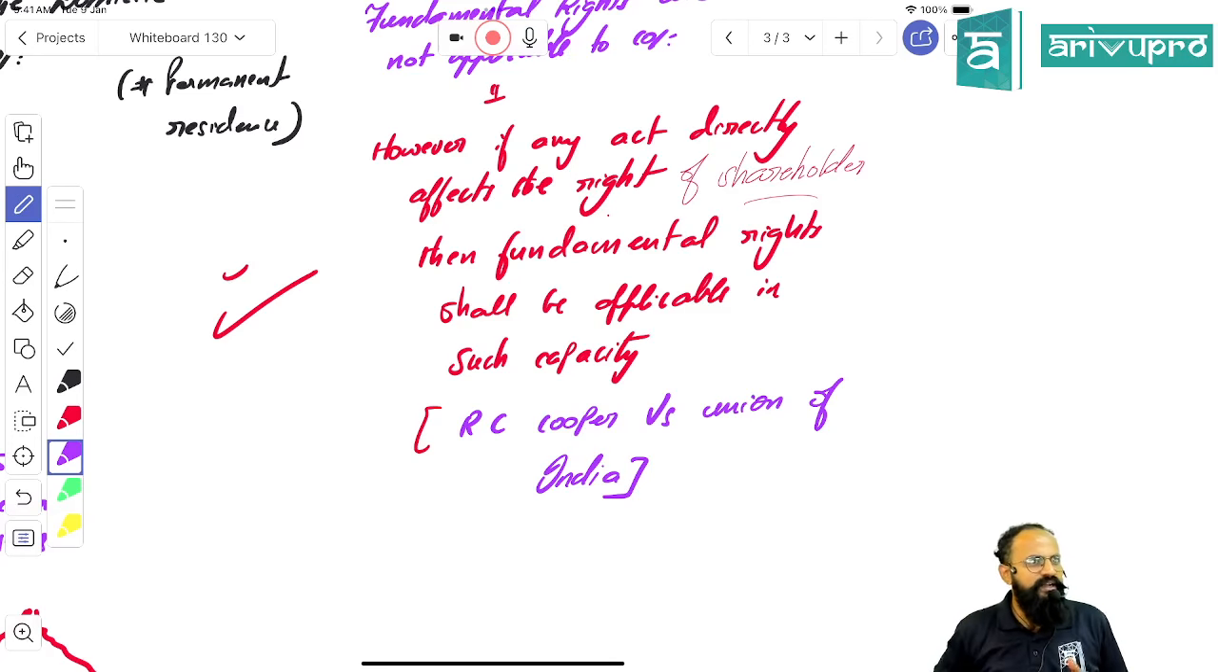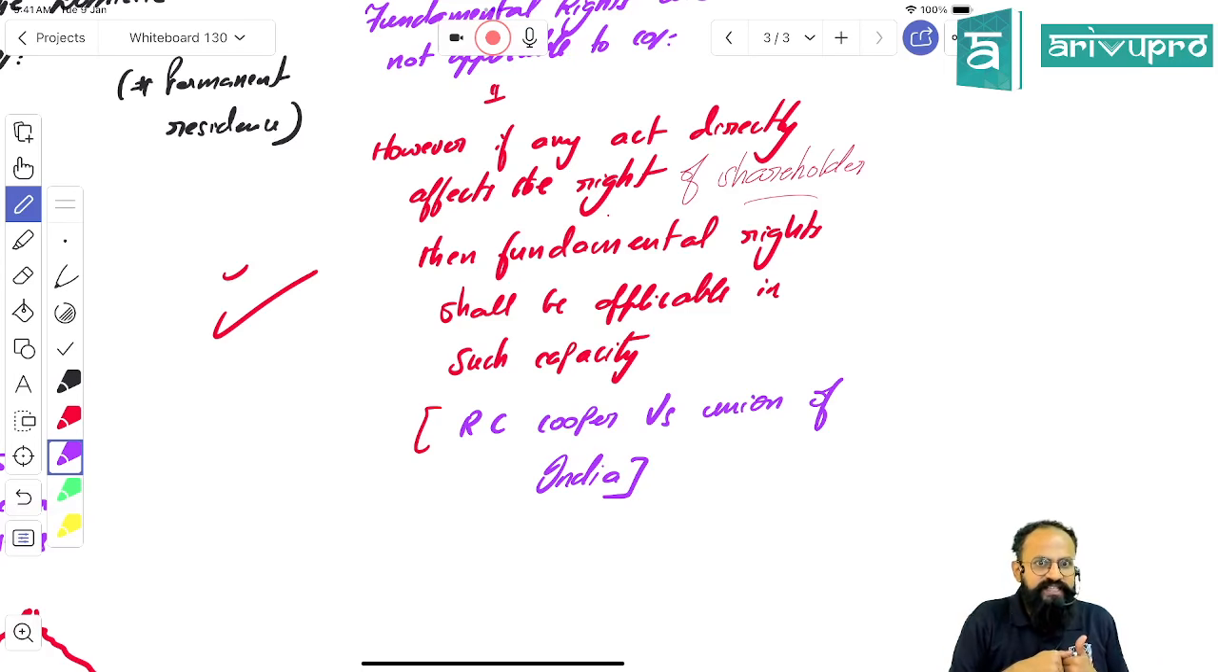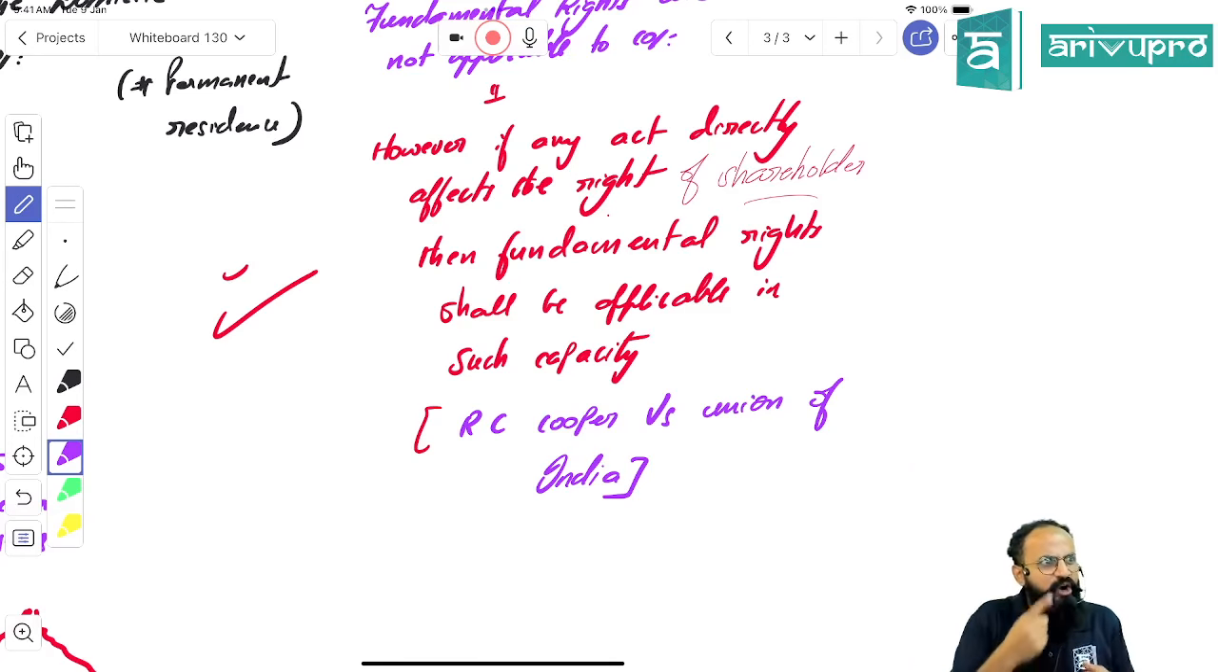When the bank nationalization happened, the government started taking over his shares and gave him some compensation, but RC Cooper was not happy with it. Other banks' shares were also being taken over, but they were getting a little more compensation or share value than what he was getting, and there were no proper grounds for that. So what did he say? What the government is doing is unfair, because according to the law, we have a fundamental right called the right to equality. What do you mean by equality? You have to treat all of us the same. You are paying him more, you are paying me less. Why?